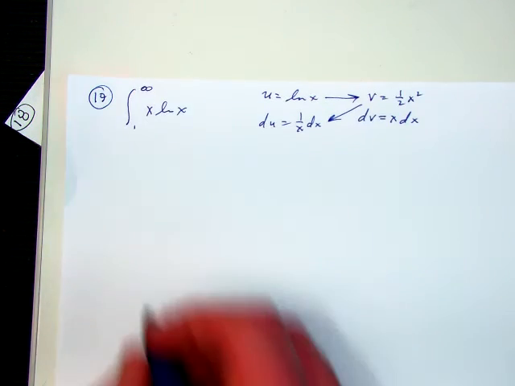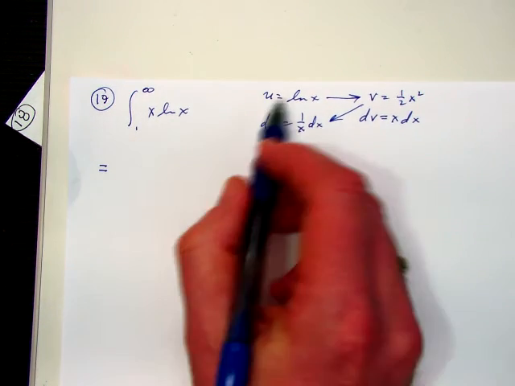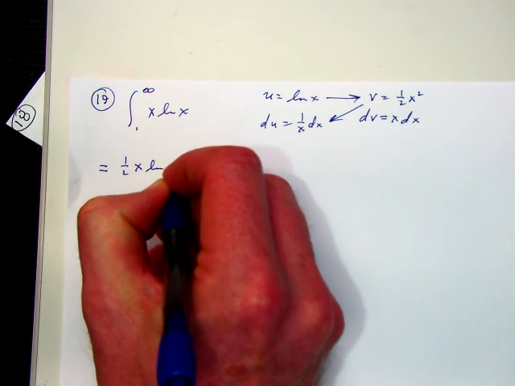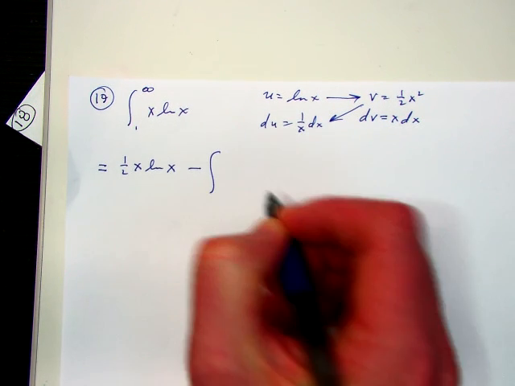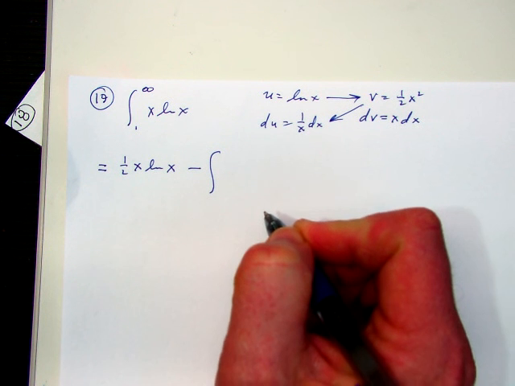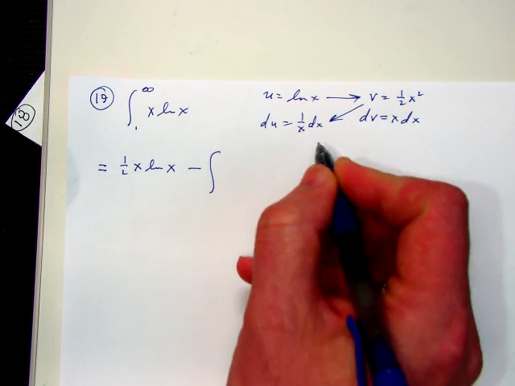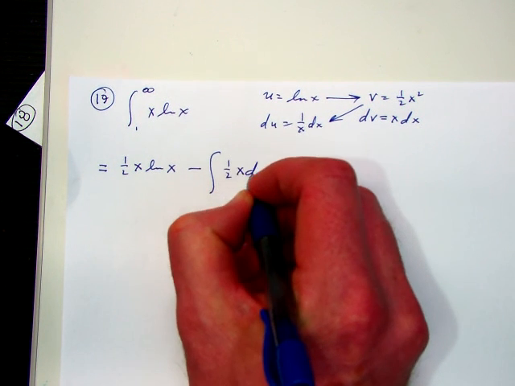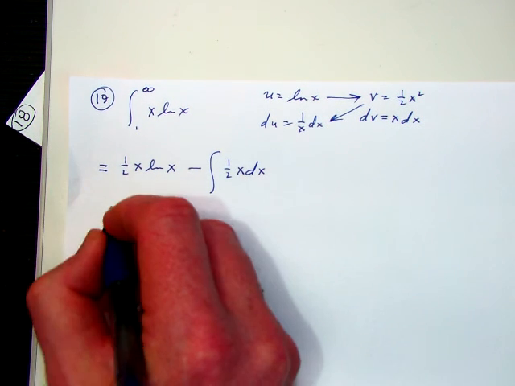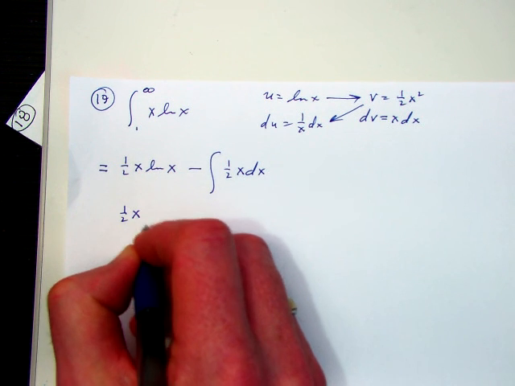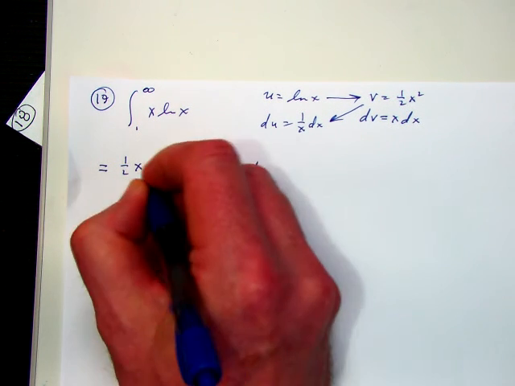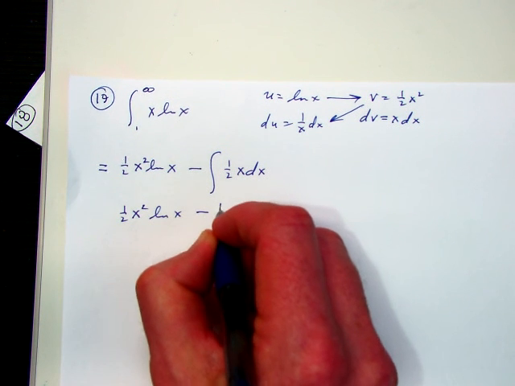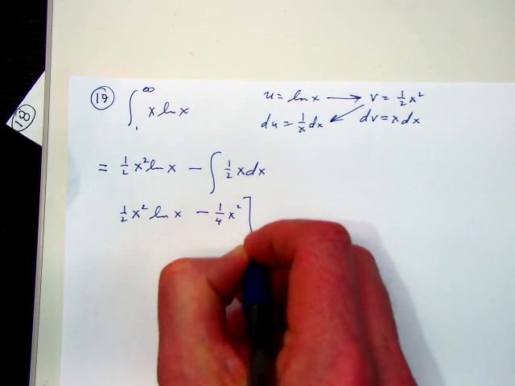So this really equals u times v, which is 1/2 x squared natural log of x, minus the integral of, and I'm going to throw our limits on at the end, the product of those two, I get 1/2 x dx. Okay? So if I integrate that, I get 1/2 x squared natural log of x minus 1/4 x squared. I'm going to look at that from 1 to b.